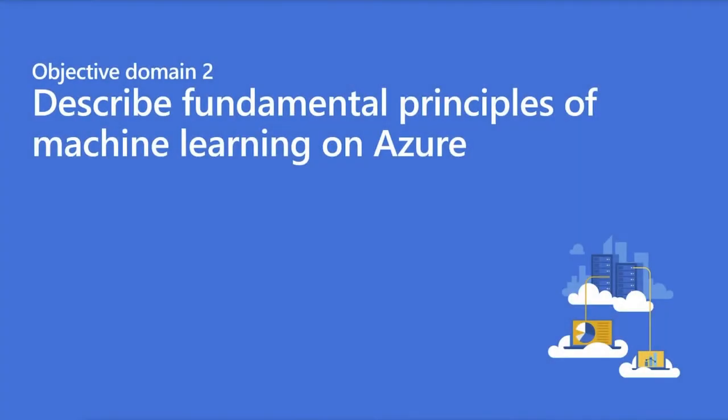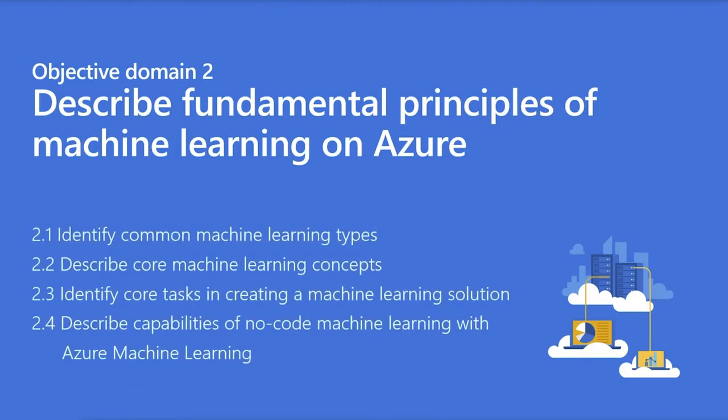Our second objective domain is describing the fundamental principles of machine learning on Azure. Within this objective domain, we're going to identify common machine learning types. We'll look at core machine learning concepts, as well as identifying core tasks in creating a machine learning solution. And then finally, describing the capabilities of no-code machine learning inside of Azure Machine Learning.